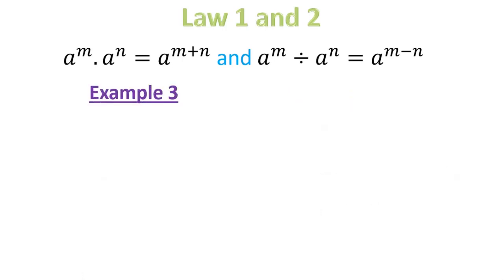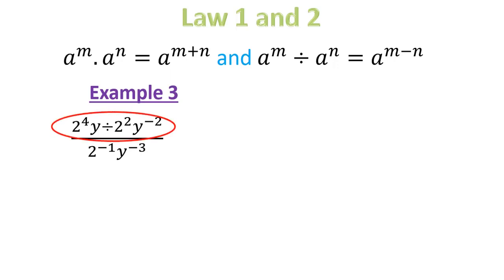Now this is a much bigger one. So, 2 to the power of 4y divided by 2 squared y to the negative 2, all over 2 to the negative 1 y to the negative 3. Now when we're doing a question like this, I would suggest you do the numerator first because there's a divide sign. You don't have to, but it makes things more simple as we carry on.